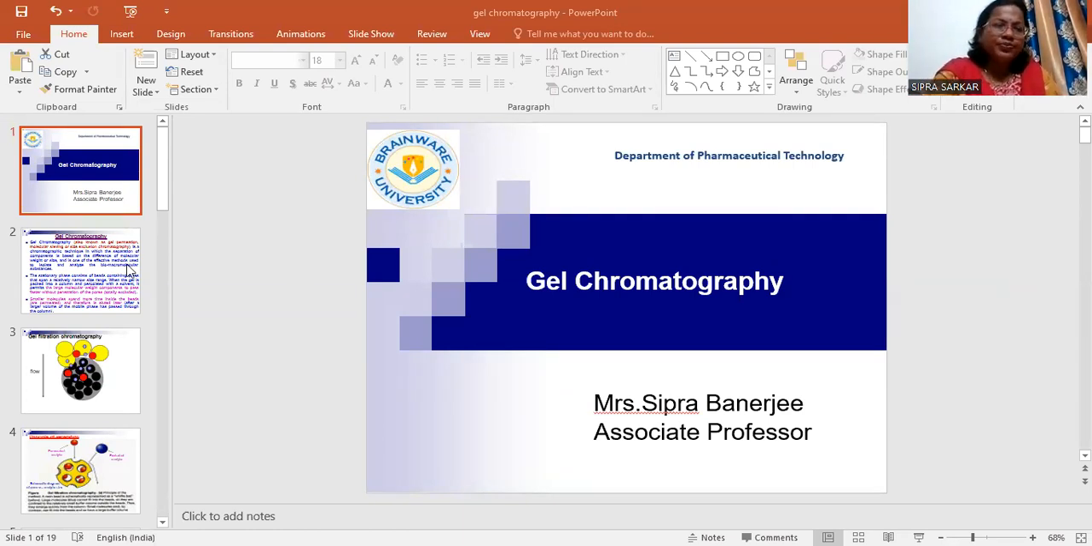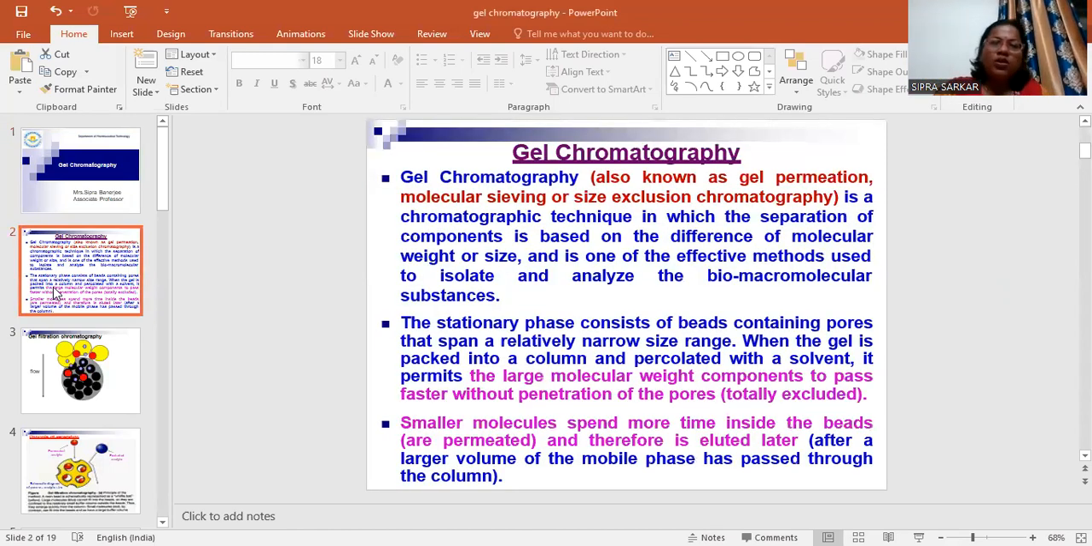Now going to the principle. Gel chromatography is also known as gel permeation, molecular sieving, or size exclusion chromatography. In case you find size exclusion chromatography anywhere, you will understand that it is talking about gel chromatography. It is a chromatographic technique in which the separation of components is based on the difference of molecular weight and size, and one of the effective methods used to isolate and analyze bio-macromolecular substances. Macromolecular substances mean compounds with the highest molecular size and largest weight.